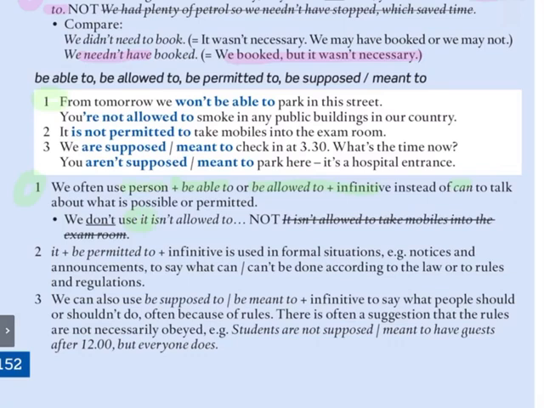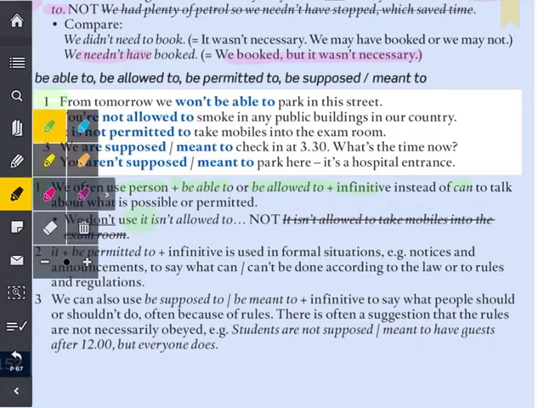It isn't allowed to take mobiles into the exam room? No, you aren't allowed to take mobiles in. So it must be a person, no, as the subject. So far, so good. Let's have a look now at number 2.